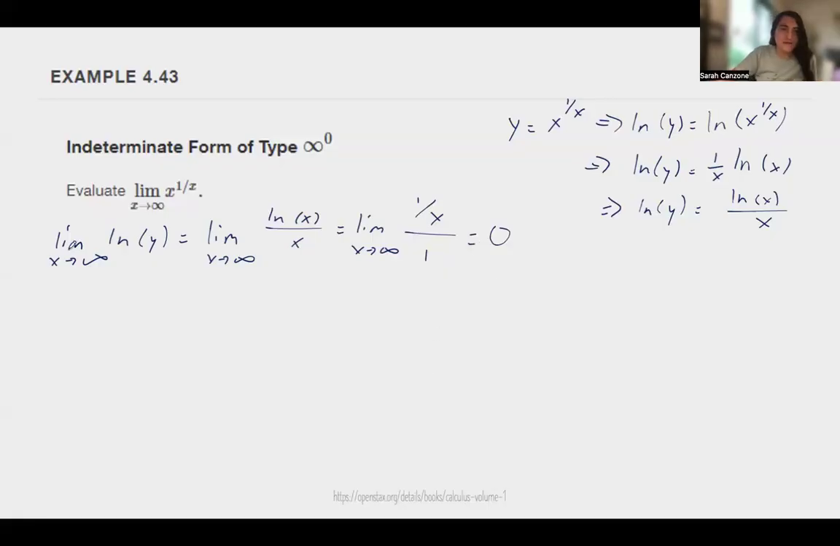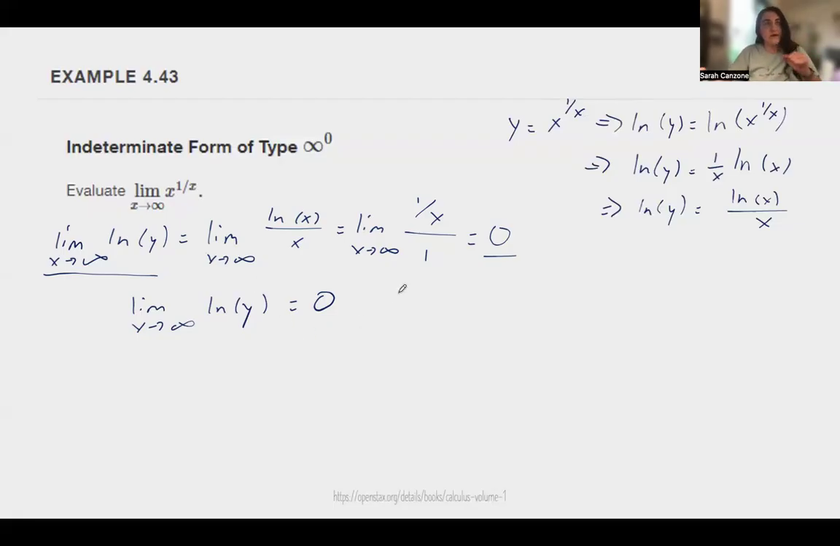So what we get is that the limit as x approaches infinity of the natural log of y is equal to 0. Let me rewrite this: the limit as x approaches infinity of the natural log of y equals 0. But what you notice is we call this y, right? x to the 1 over x. We want the limit of y, but we have the limit of the natural log of y.